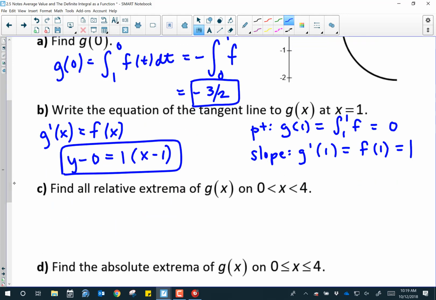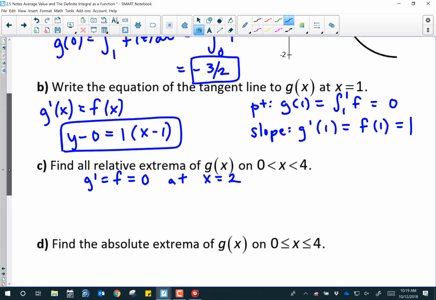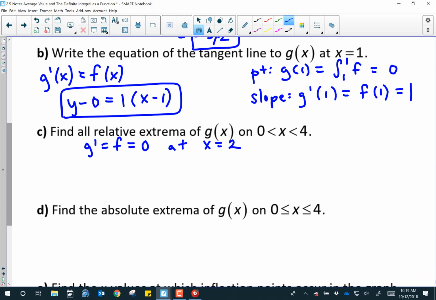All right. Find all relative extrema. So we've gotten practice with that, so let's try that now. So relative extrema is when g prime, which equals f, is equal to 0. You need to state the g prime equals f piece. Okay, so we have relative extrema at g prime, which equals f, when it's equal to 0. And that occurs when? When is f equal to 0? At x equals 2. F is 0. Correct? Okay.